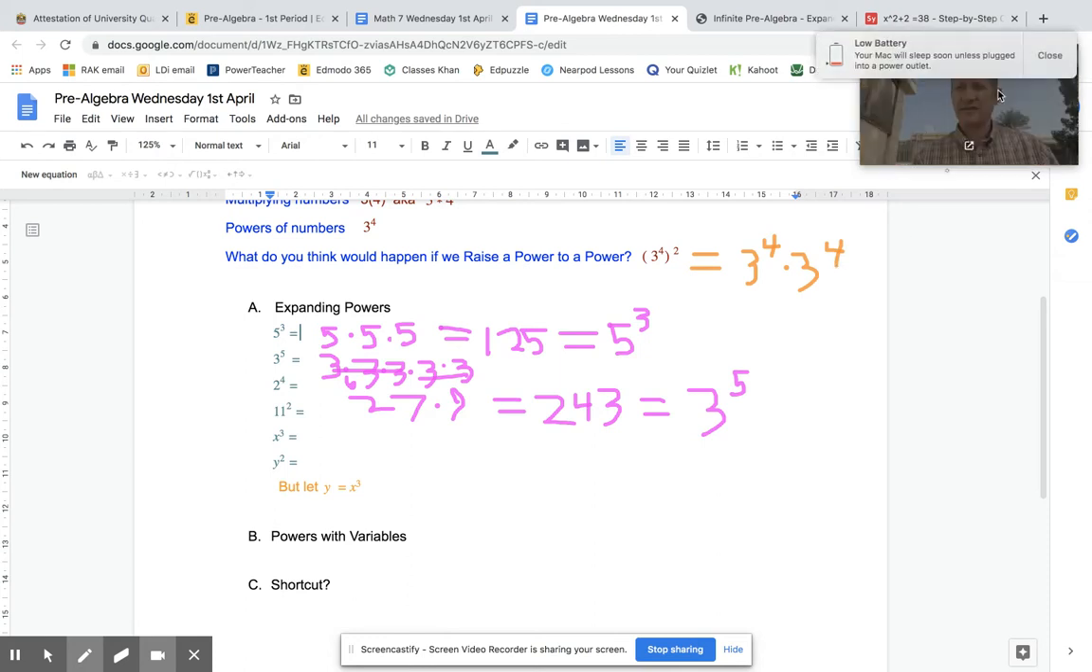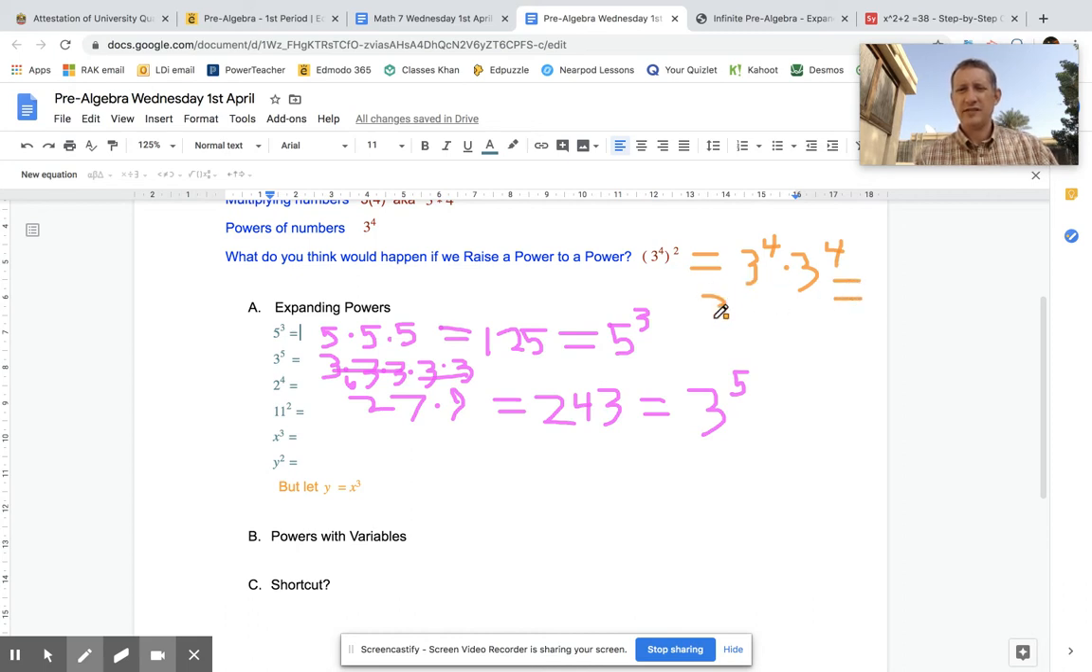However, 3 to the 4th is 3 times 3 times 3 times 3, 4 times. And of course, we're multiplying all this. And then this is also going to be 3 times 3 times 3 times 3.